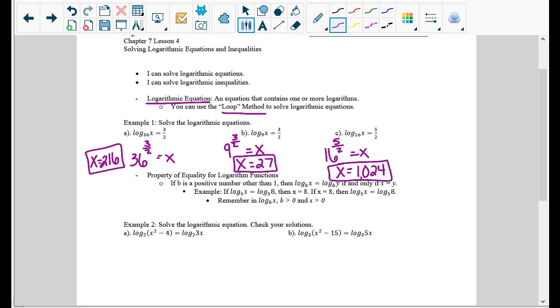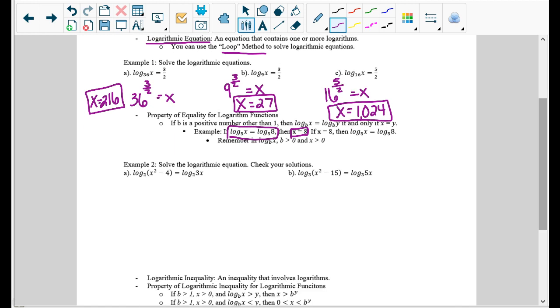Property of equality for logarithm functions. If b is a positive number other than 1, then log base b of x equals log base b of y if and only if x equals y. So if the log bases are the same, then I can say that the two parts are equal to each other. For example, here I have log base 5 of x equals log base 5 of 8. Therefore x has to equal 8.